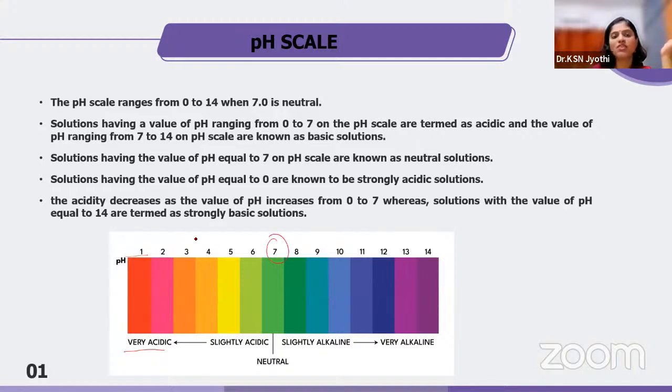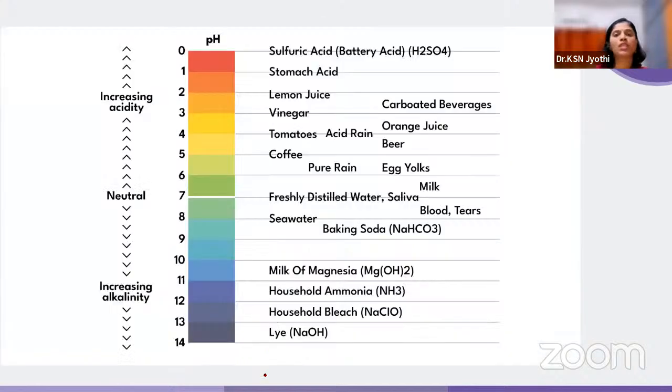Solutions having a pH from 0 to 7, we call acidic. Those that range from 7 to 14, we call basic. And those that have exactly a pH of 7, we call neutral solutions. So depending upon the pH, you can divide the solutions into neutral, acidic, and basic. Again, in that you can say weakly acidic, strongly acidic, weakly basic, strongly basic.